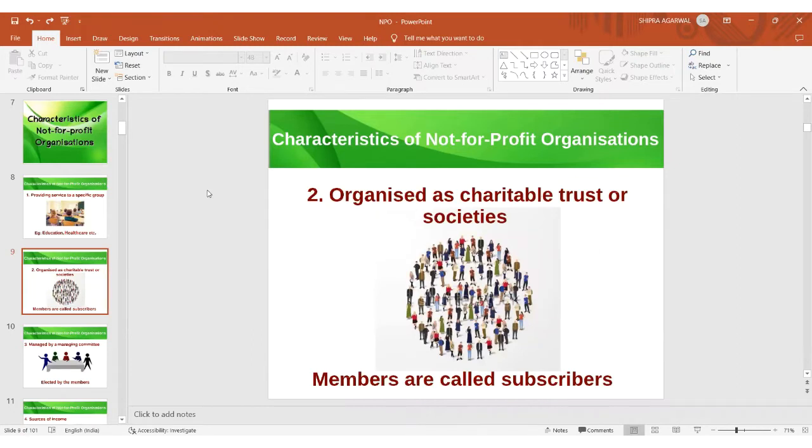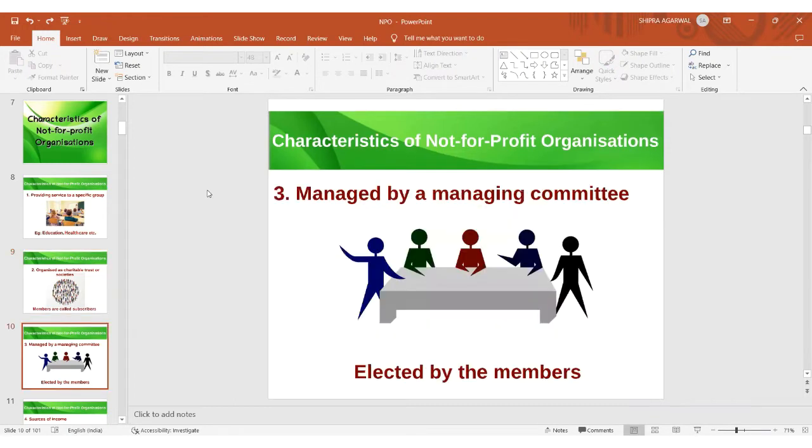Right. And whenever you become a member of any such society or trust, then these are known as the members. And these members are further known by the term subscribers, right? Because they have taken the subscription for that particular organization or for that particular club. Then with respect to their day-to-day management, these clubs or associations or hospitals are basically managed by a managing committee. Now the question arises: where does this managing committee come from?